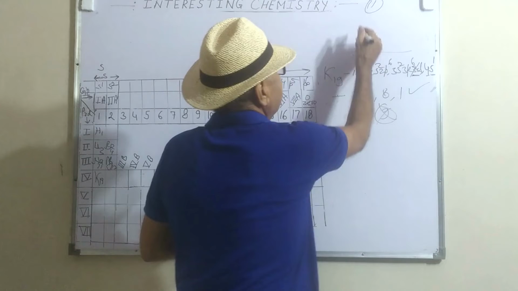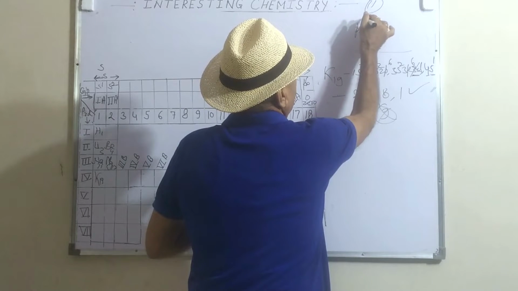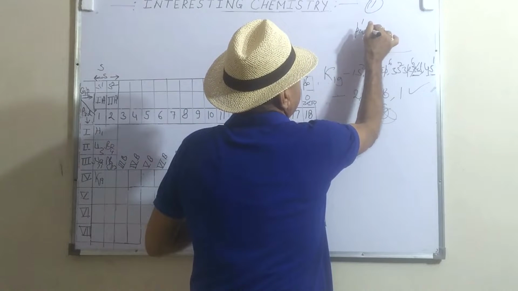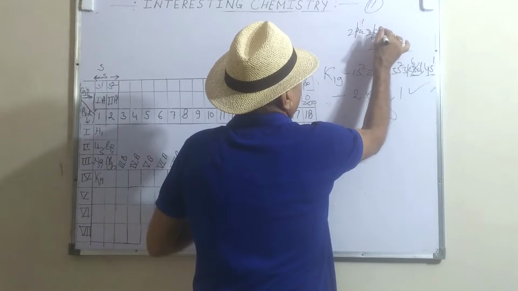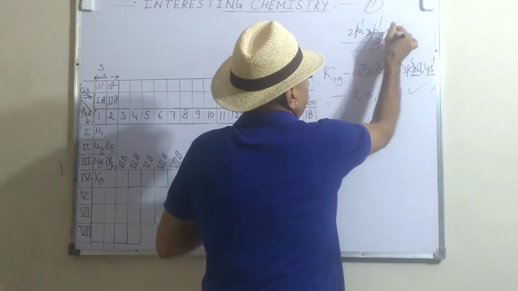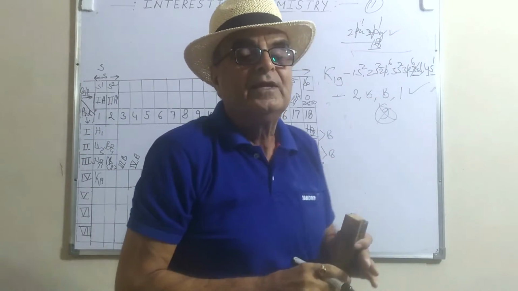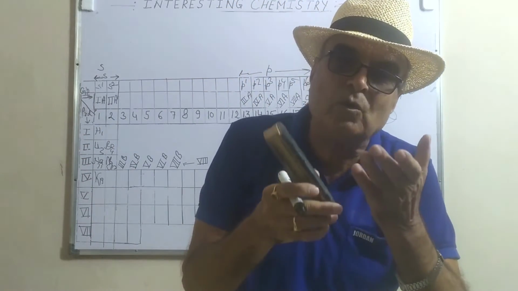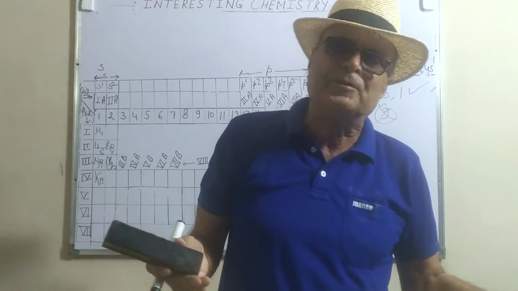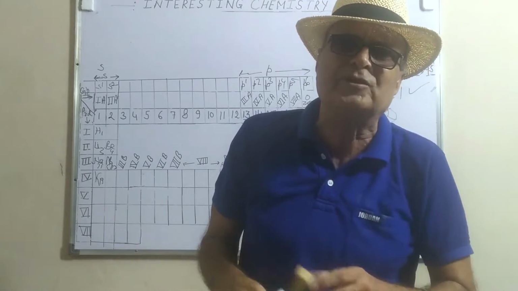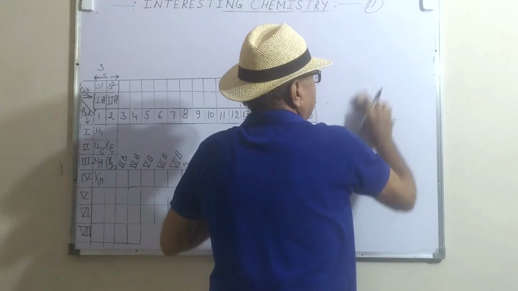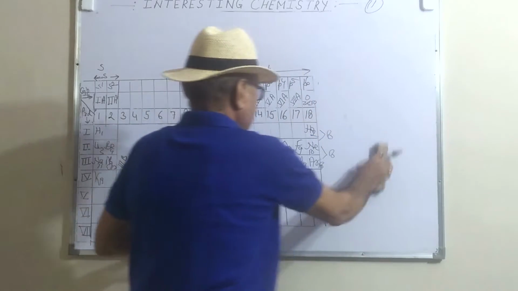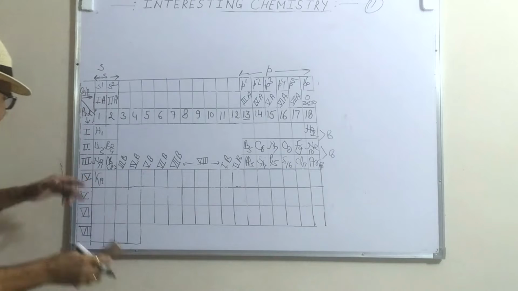If I write here 2px1, 2py1, then if you write in this way, that is according to the orbital. I have explained this in my previous video, so please watch that video to know about the types of electronic configuration. So this is about 3d.